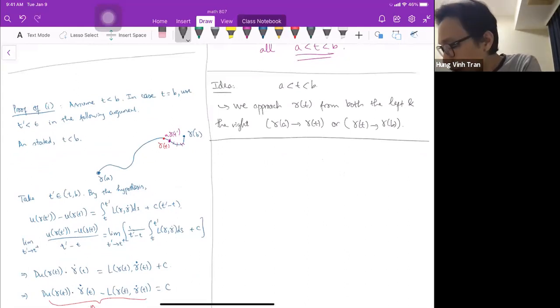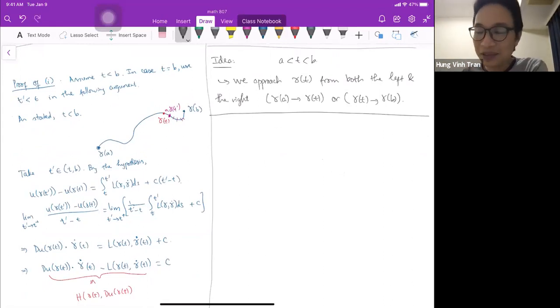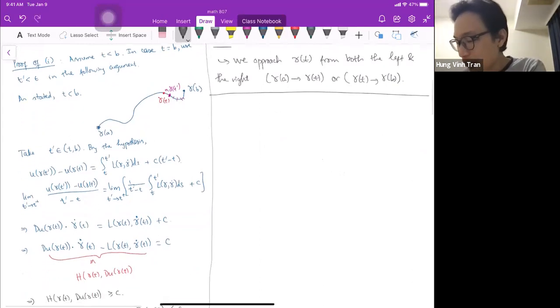Now, what do we do here? Oh, I'm sorry. I said that I'm going to recall the proof of part one in 1 minute, but then I forgot. What we do is that we know that U is differentiable at gamma t already. So I'm just going to approach gamma t.